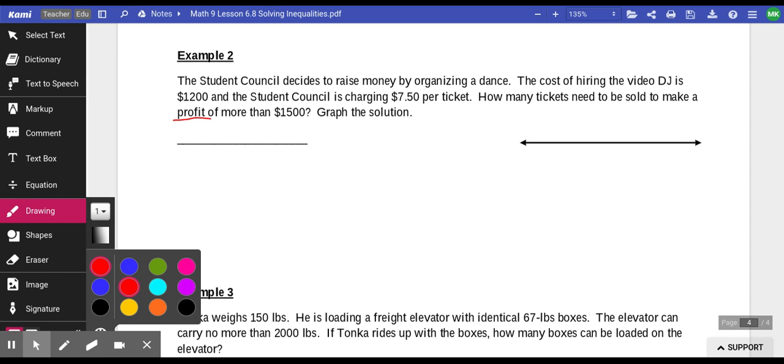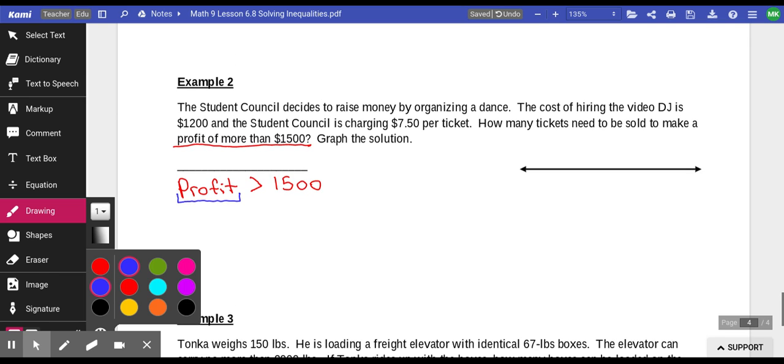Let's start off with what our goal is. Our goal is profit more than $1,500. Mathematically, that means we want to do this. Profit is greater than $1,500. And that's the goal. So I can turn that into a mathematical equation by writing profit is greater than $1,500. Now we need to try to turn profit into a mathematical equation. Profit is when you take what you make and you subtract what it costs. So if we're talking about profit, it equals what you make minus what you spend.